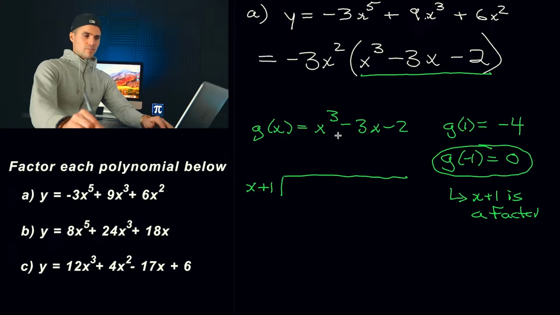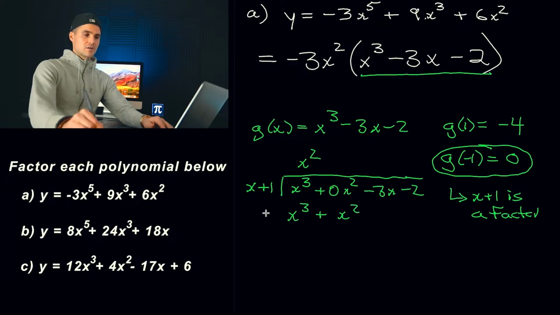So let's rewrite this polynomial here. Now notice that there's no x squared, so we would have to put a placeholder there of 0x squared. So just be on the lookout for that as well. And from here, x goes into x cubed, x squared times. Then we'll have x cubed plus x squared. Subtract these over here, and then we would have negative x squared minus 3x.